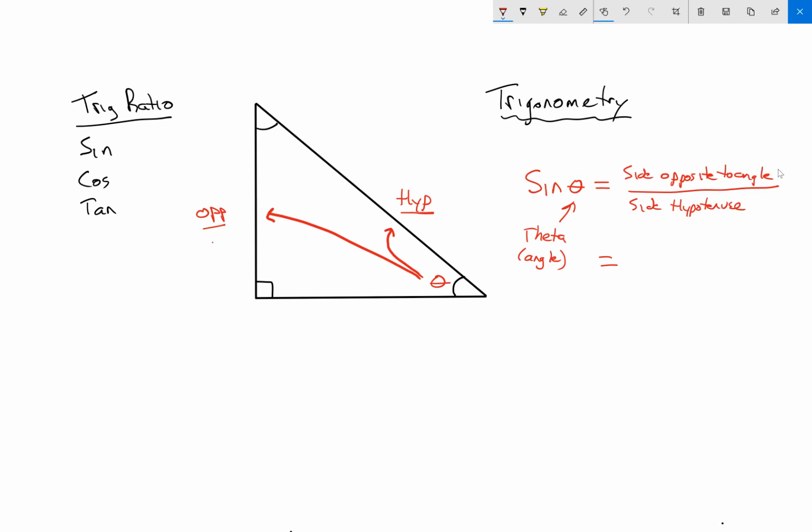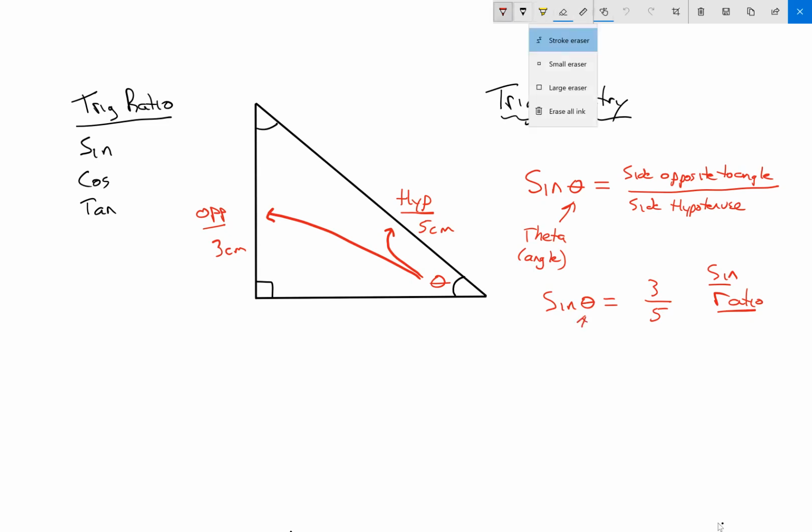So if this was 3 and this was 5, as distance, 3 centimeters, 5 centimeters, for that triangle, the ratio for the sine of theta, I'm just going to write it down here, the sine of my angle, or the sine of theta, would be 3 divided by 5. That is the ratio, the sine ratio, 3 over 5, okay?